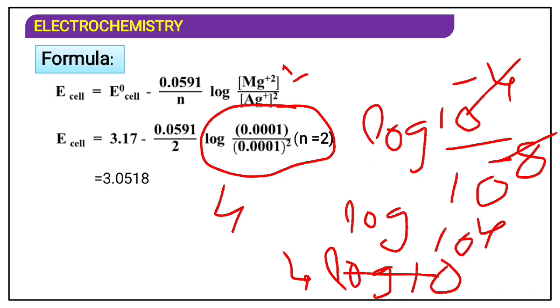Then after that the simple thing is to divide 0.0059 by 2. You can do it. This value is again multiplied with 4. The both values are then subtracted from 3.17. You get the answer 3.0518 volt. The units you have to remember. That is the simplification of log things. Okay, so I hope you understand.